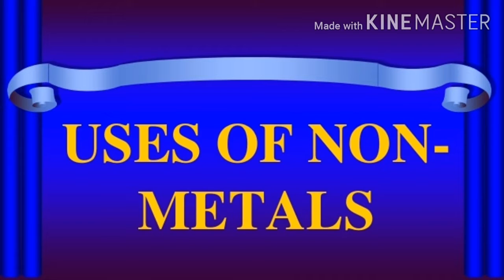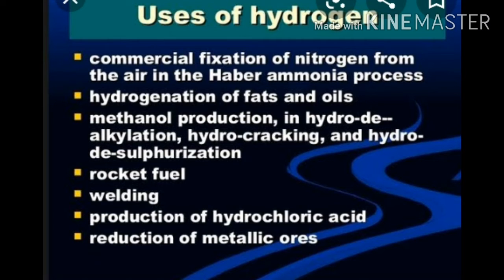The first non-metal is hydrogen. Hydrogen is used for making ammonia. It is the commercial fixation of nitrogen from the air in the Haber ammonia process. In a simple way, we can say that hydrogen is used in making ammonia. It is also used in hydrogenation of fats and oils.